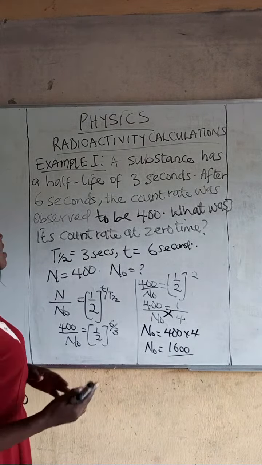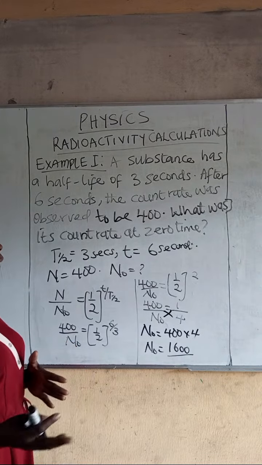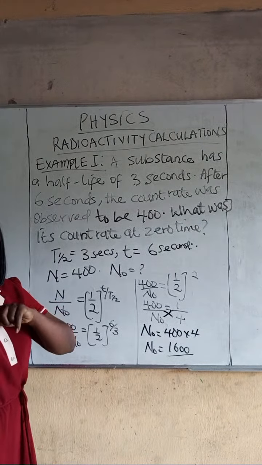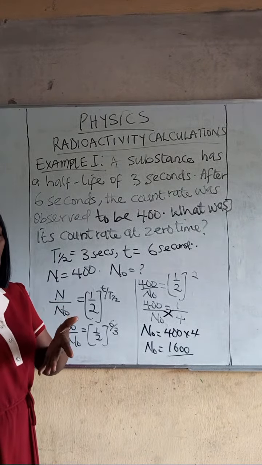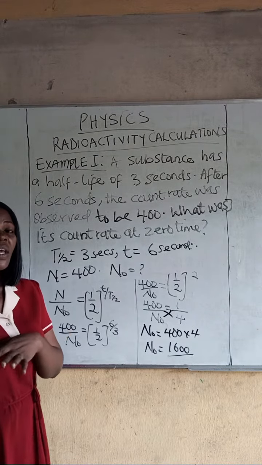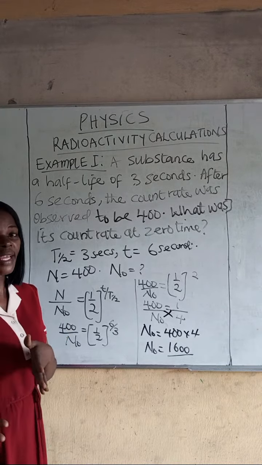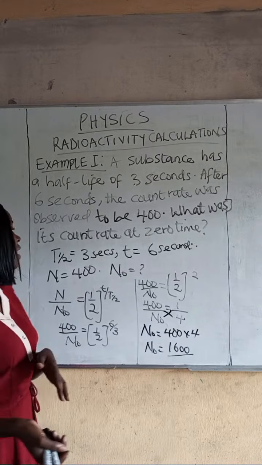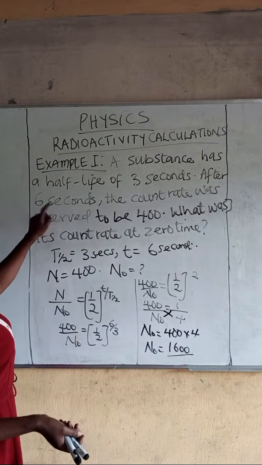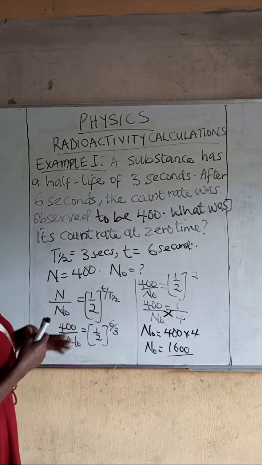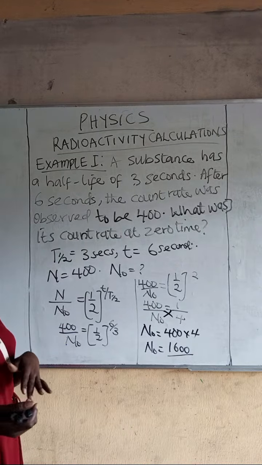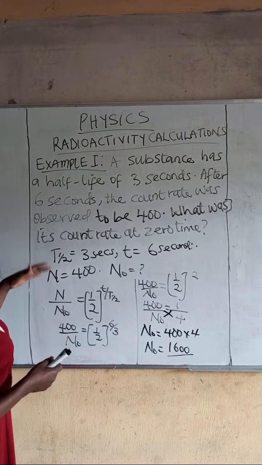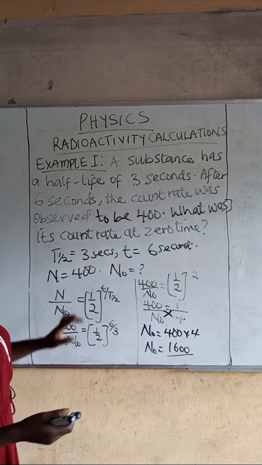The question says a substance has a half-life of 3 seconds. Then this is the half-life. I said any time given after half-life is no longer half-life, or any number of atoms obtained after half-life becomes your n, because your n naught should be given before your half-life, before the atoms decay. So after 6 seconds, that is my time, the count rate was observed to be 400. That is my n, because it happens after half-life. What was its count rate at 0 time? We're looking for n naught.